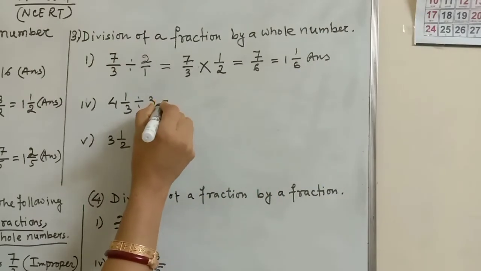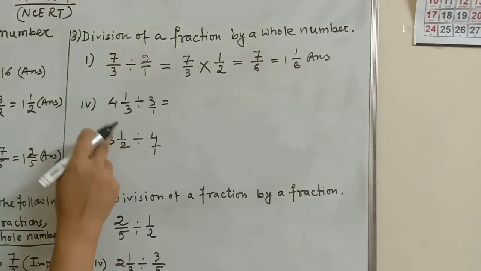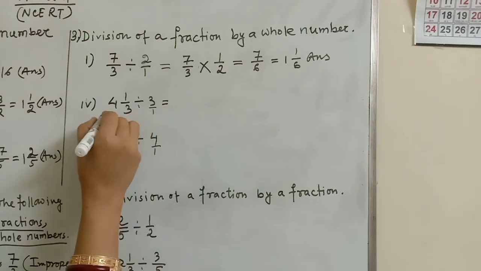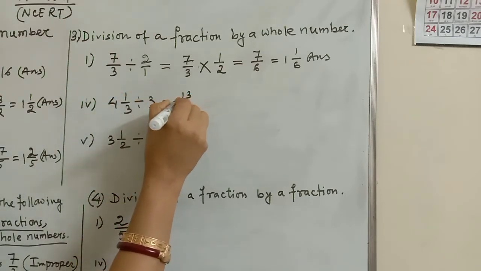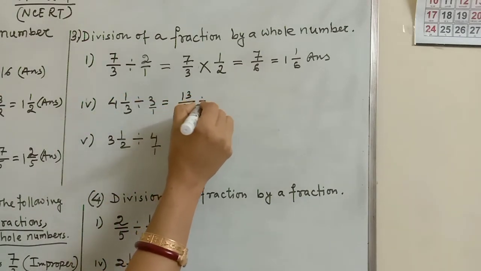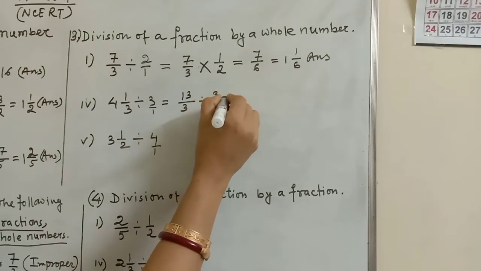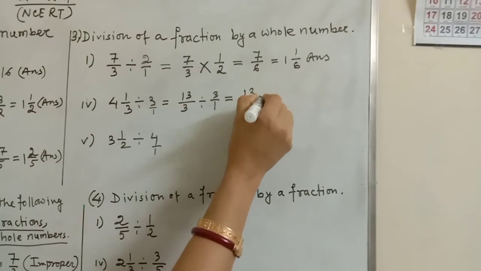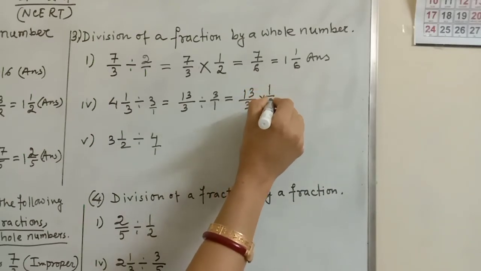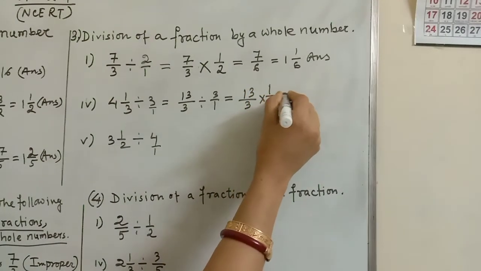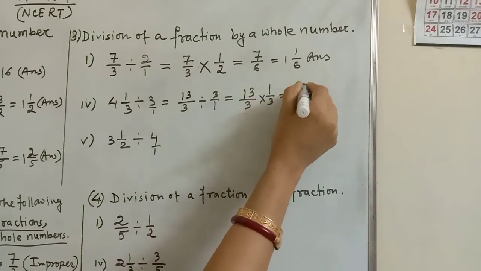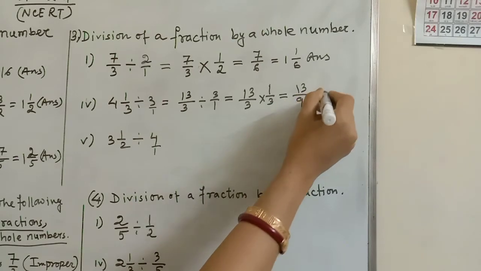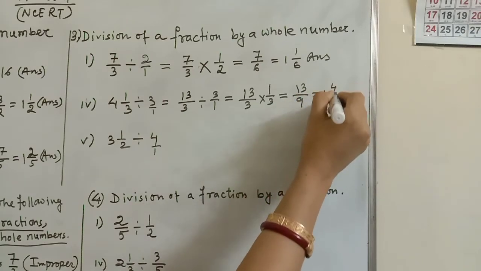Next one is 4 1 by 3, as it is a mixed fraction, first convert it into an improper fraction. 4 3s are 12 plus 1, 13 by 3 divided by 3 by 1, which is equal to 13 by 3 into 1 by 3. What you can get now, 13 by 9. Want to make it a mixed fraction, 9 1s are 9, 4 by 9.